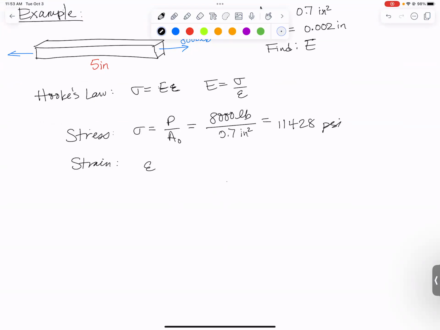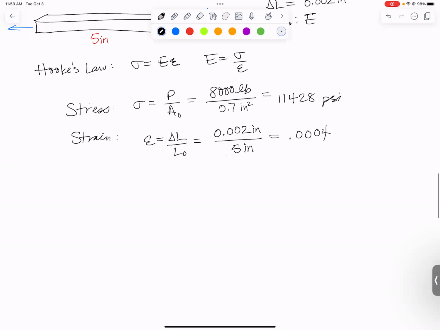And then let's calculate strain. The equation says strain is change in length over original length. I'm told the change in length is 0.002 inches and the original length is 5 inches. Make sure those inches match and that they cancel. And they do, so my strain comes out to be 0.0004. Strains should always be very little numbers, so it's good if you get lots of zeros.